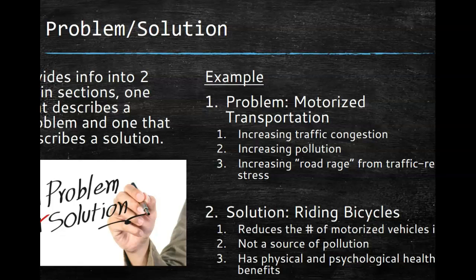Problem and solution. You take your information, you divide it up into two things. You have problems on one side, solutions on the other. If you look at your example here, you can see the problem is motorized transportation. They list three things that are problems with that, and then they give you the solution side, and they also list three solutions to the problems.